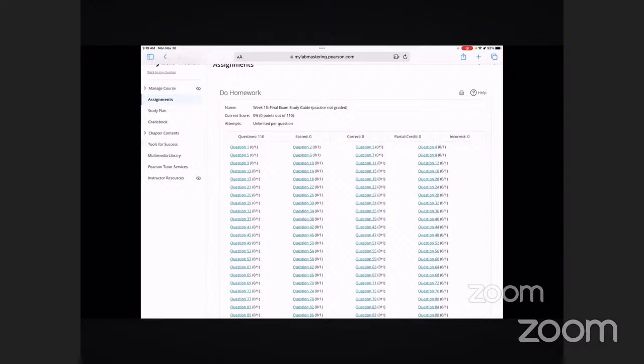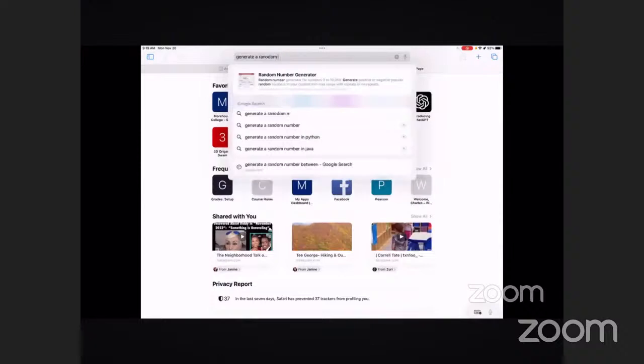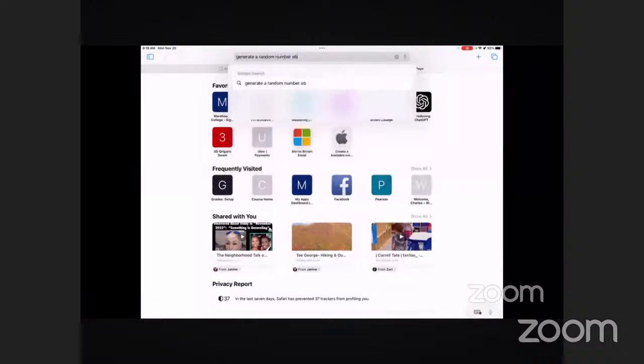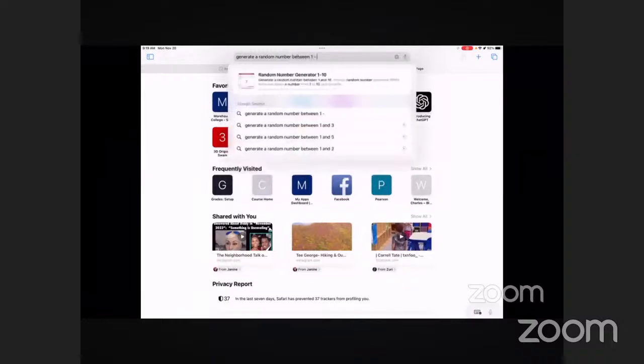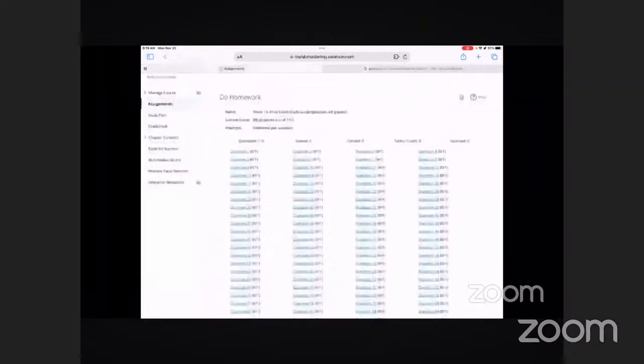Let me see. There was something. Okay, let's hop over here. Let me generate a random number. Random number between 1 and 110. Boom. Okay, we're going to start with question number 70. Right here. Boom.